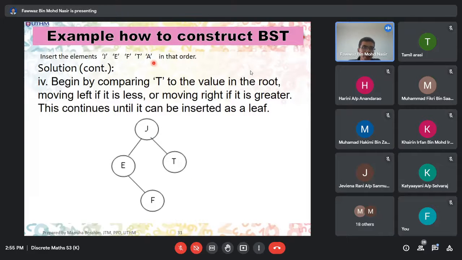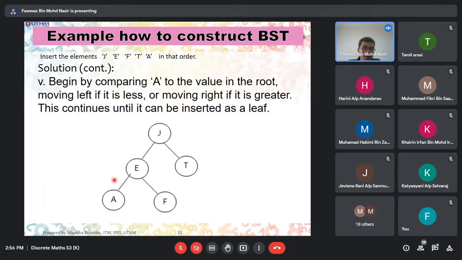Okay, kita tengok pula A. Okay, A is the first alphabet dalam kita punya alphabetical order kita. So dia datang sebelum J, so masuk di sebelah kiri. Okay, kemudian A juga dia datang sebelum E, so kita jadikan dia the left child of E. So kita dapat this binary search tree. Okay, dapat kan? Dapat sir. Okay, ada apa-apa soalan macam mana nak construct binary search tree based on a sequence of elements?